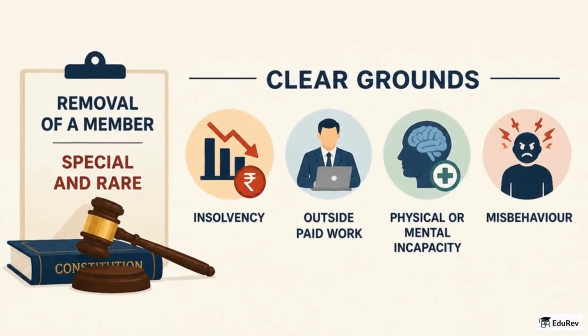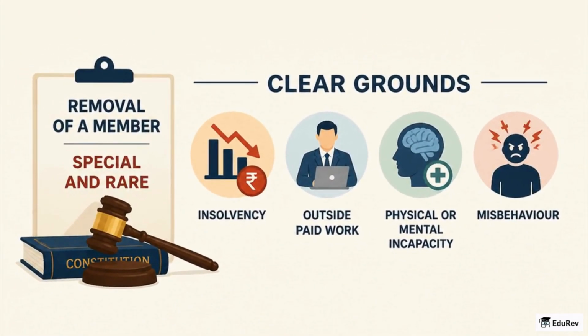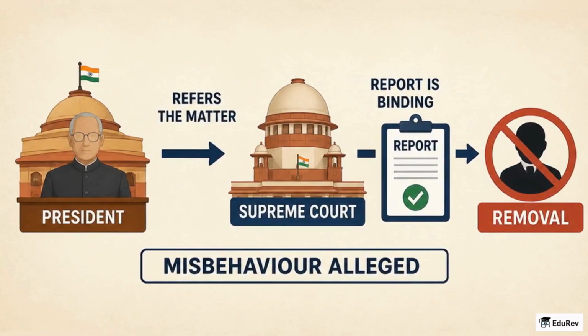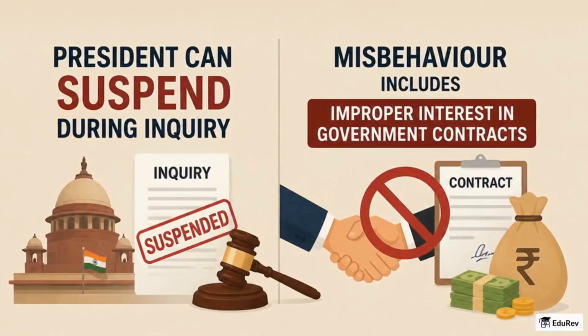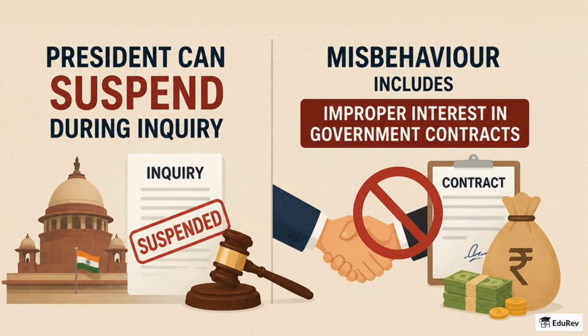Removal of a member is special and rare, and the Constitution lists clear grounds like insolvency, taking outside paid work, physical or mental incapacity, or misbehavior. If misbehavior is alleged, the President must refer the matter to the Supreme Court, and the court's report is binding before removal can happen. During that inquiry, the President can suspend the member, and misbehavior also covers having an interest in government contracts in an improper way.